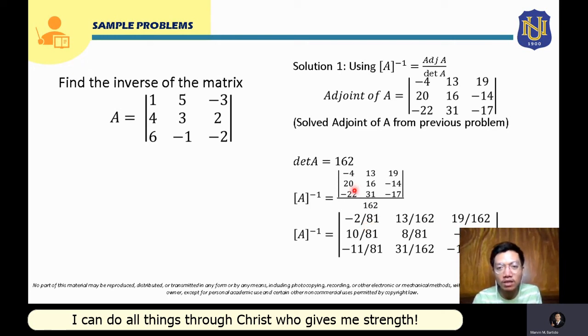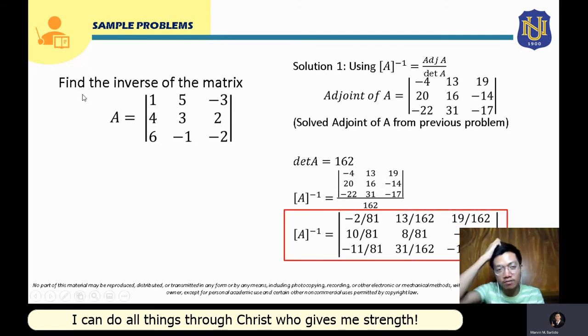And then we have here negative 22 over 162, so that will be negative 11 over 81. And then 31 over 162, so we cannot reduce that further. And then negative 17 over 162, so it cannot be reduced also. So that would be negative 17 over 162. So this will now be the inverse of matrix A. So this will now be the answer using solution 1.